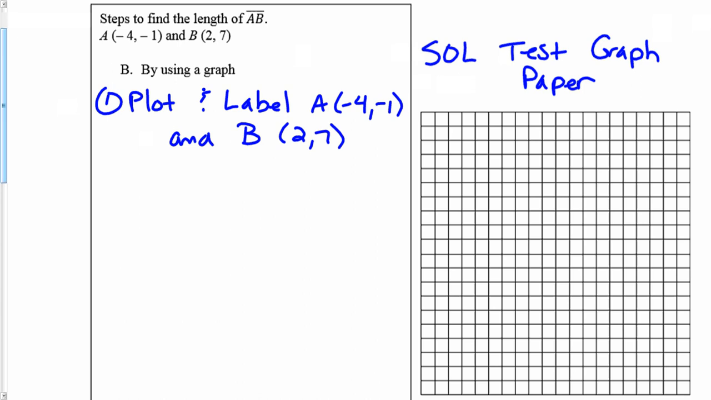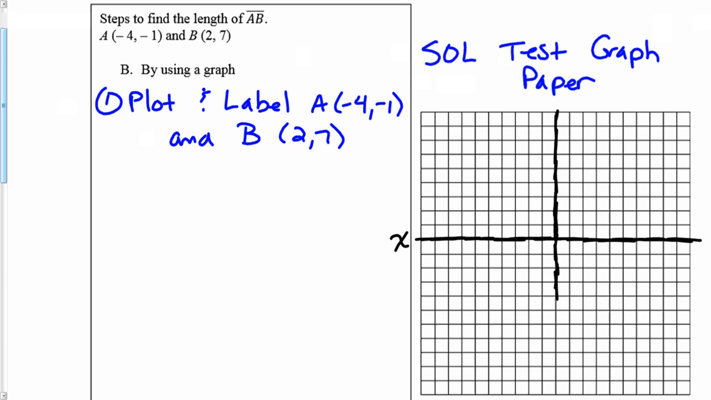So to do that, I need to actually make my axes. So the first thing I'm going to do is, I would probably use a ruler if I had it. I don't have one. So I'm just going to draw, this is going to be my x-axis. I'm going to need a y-axis.